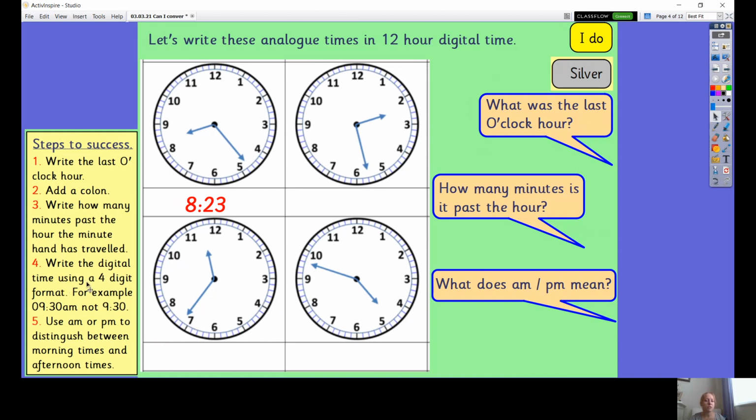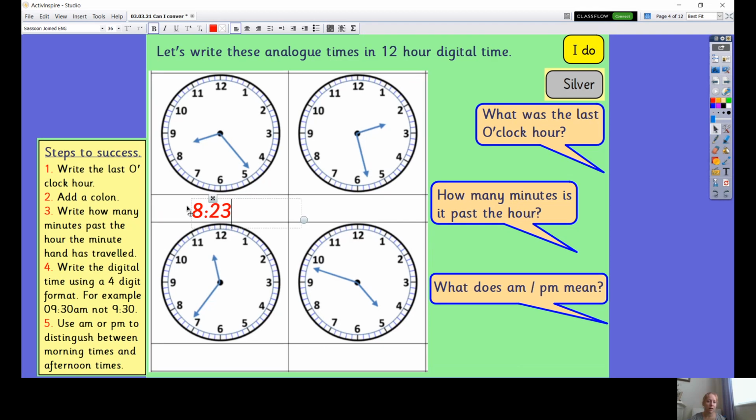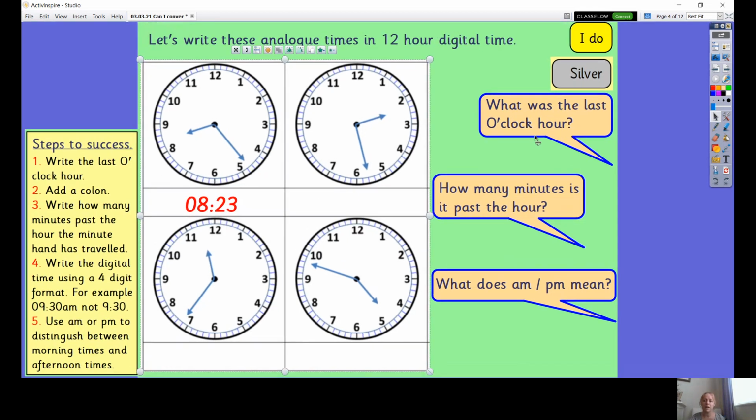It says, write the digital time using a 4-digit format. For example, 09:30 AM, not 9:30, okay? So I have to put in front of my 8, I have to put 08, okay, so that it doesn't get confused. And the reason I have to do that is because when I go on to 24-hour clock, that makes a really big difference. So I need a 4-digit time, so it needs 4 numbers in it. Okay, so now I've got my 4 numbers. There wasn't a number there, so I've just put a 0 in as a placeholder, okay, so that 8 doesn't slide into the wrong column.